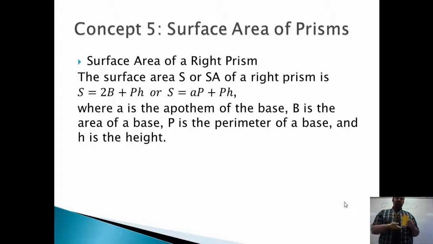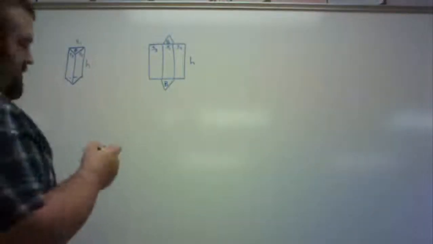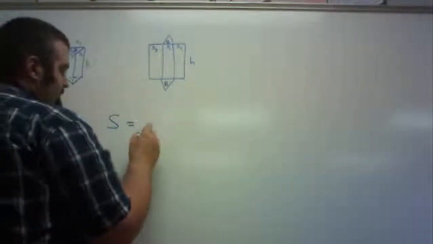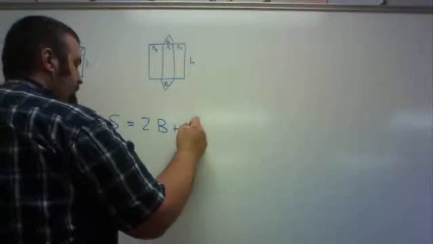So 2 times the base will be the area of those two. But to get the area around here for these three, I can take the perimeter and multiply by the height. If I call this side 1, side 2, side 3, and I did side 1 times height plus side 2 times height plus side 3 times height, and factored out the height, I would get side 1 plus side 2 plus side 3. So the formula for the surface area of a prism is 2 times the base area plus the perimeter times the height.